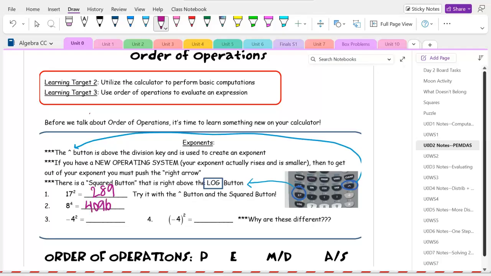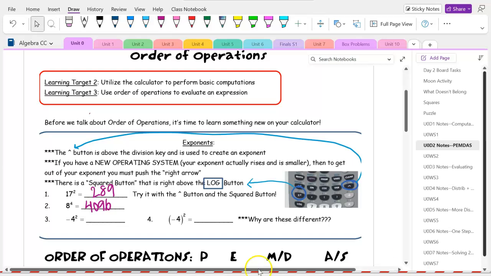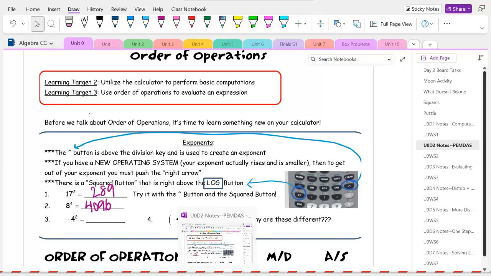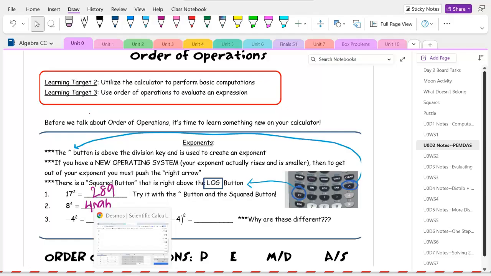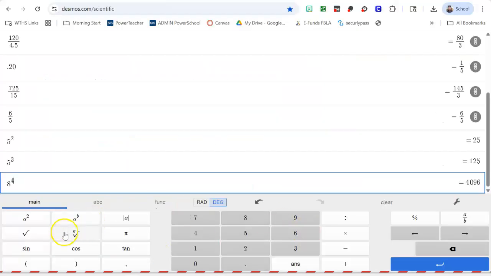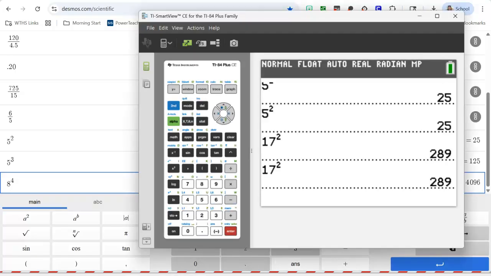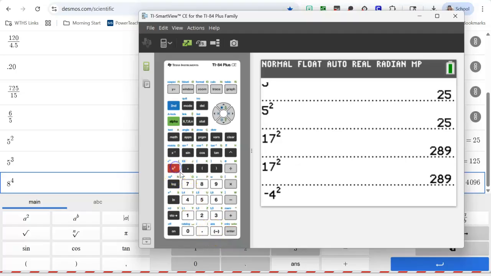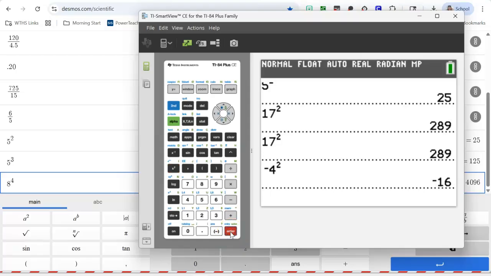All right, and finally, number 3. I want you to notice one of these has parentheses, one of these doesn't. We haven't talked about parentheses on the calculator yet, so let's do that. On Desmos, the parentheses are literally just right here. You can go ahead and click them. But on the calculator, let's take a look. So the first one is negative 4 squared, no parentheses. Remember, negative is down here. This one gives you a negative 16.